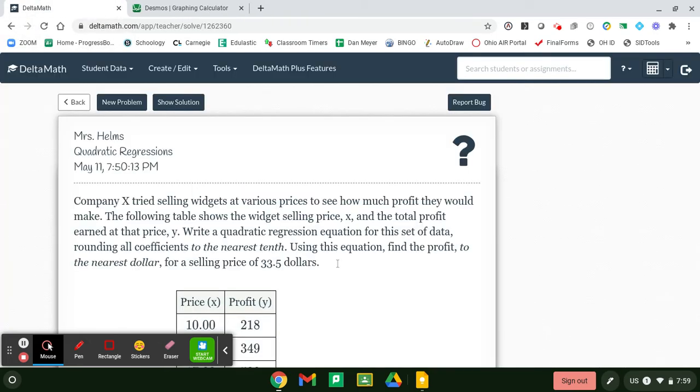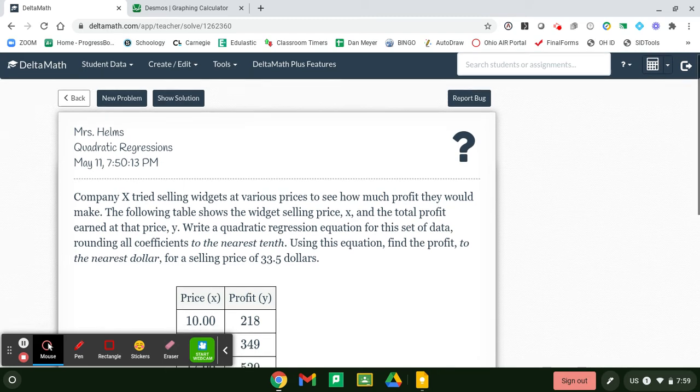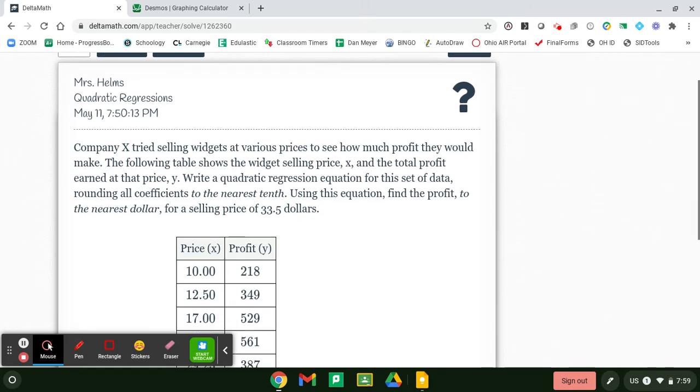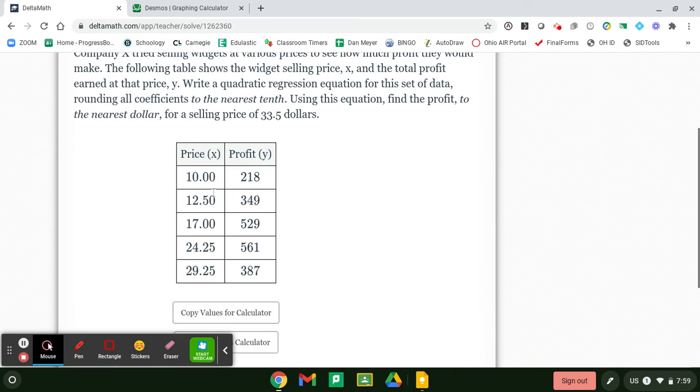Now these are the quadratic regression questions. You do everything very similarly. You just have a few more parts. So company X tried selling widgets at various prices to see how much profit they would make. So this table compares how much they sell an item for and how much profit they make. So if their items are only $10 each, they're going to make $218. If they up it to almost $30, they're going to make $387.